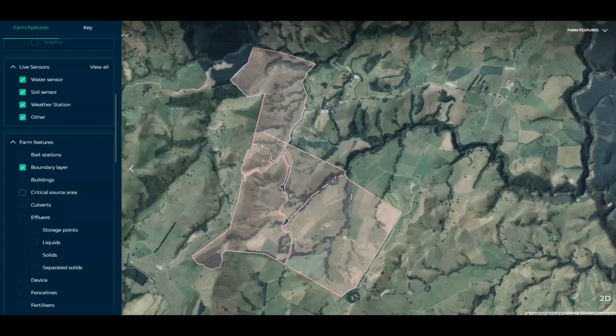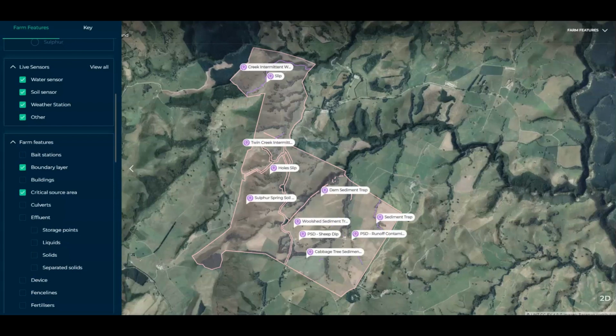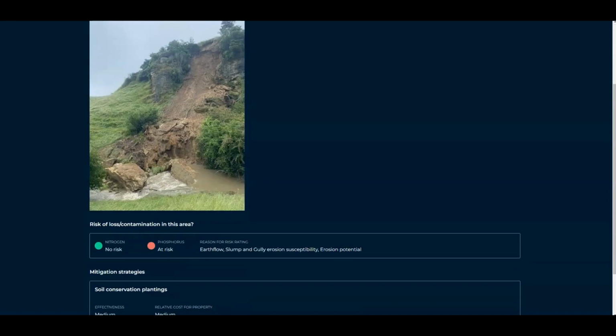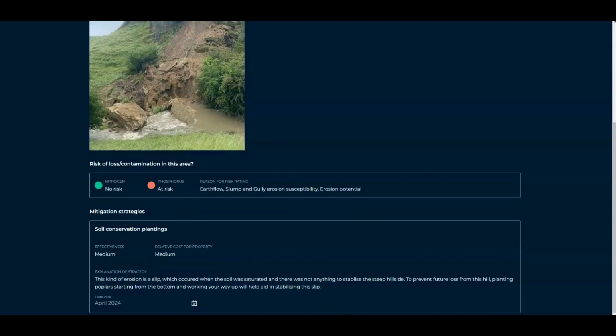Identifying and managing critical source areas is essential for any farm environmental plan. On the MyEnviro platform, critical source areas are assessed for potential risk and why the risk is applicable. From here, mitigation strategies are identified and justified. Each critical source area should have an image to provide evidence and context of the relevant CSA.